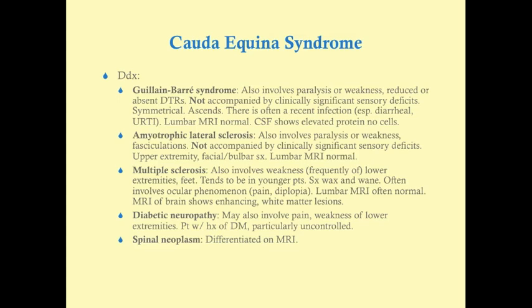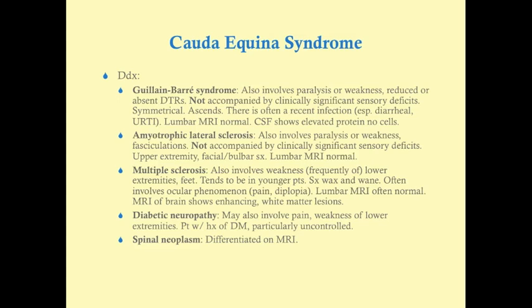Amyotrophic lateral sclerosis, or Lou Gehrig's disease, also involves paralysis or weakness and fasciculations as well. With ALS, it's not accompanied by clinically significant sensory deficits, and with ALS, you may see upper extremity or facial and bulbar symptoms. And the lumbar MRI should be normal. There shouldn't be anything compressing the spine. There shouldn't be any tumor. There shouldn't be any slipped discs, etc.